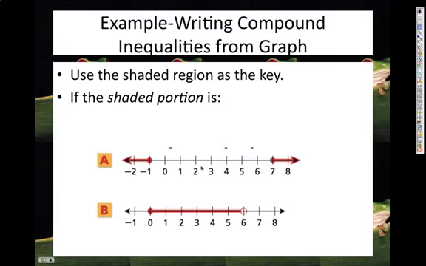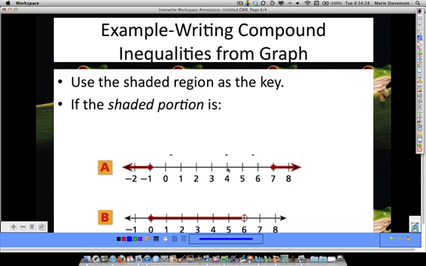Alright, so this is our last example for the second part of these notes. What we're going to do is write the compound inequality just by being given the graph. So let's look at A. Do you see how these are opposite rays? They go in opposite directions. That tells me that's an OR compound inequality, which tells me in my answer I need to have the word or in it.